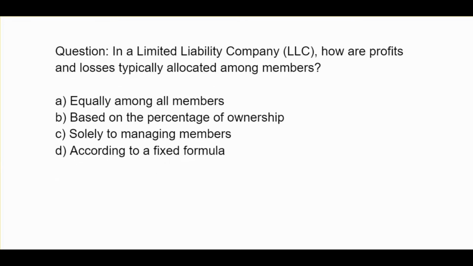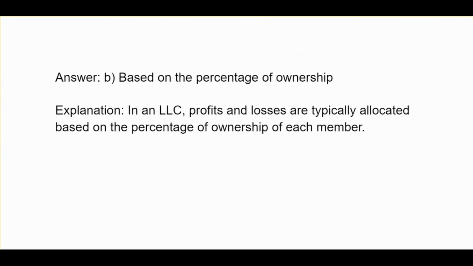In a limited liability company, how are profits and losses typically allocated among members? A, equally among all members. B, based on the percentage of ownership. C, solely to managing members. D, according to a fixed formula. Based on the percentage of ownership. In an LLC, profits and losses are typically allocated based on the percentage of ownership of each member.